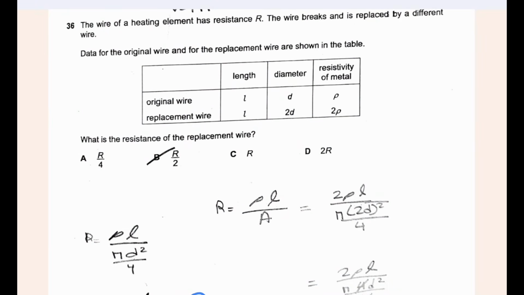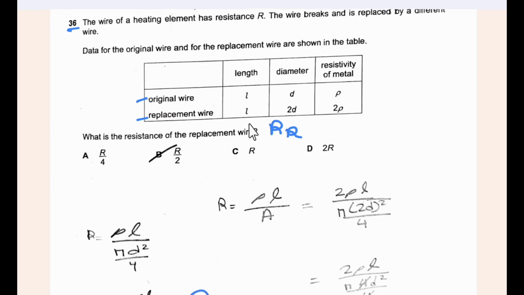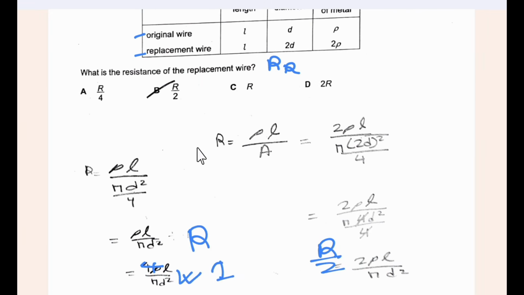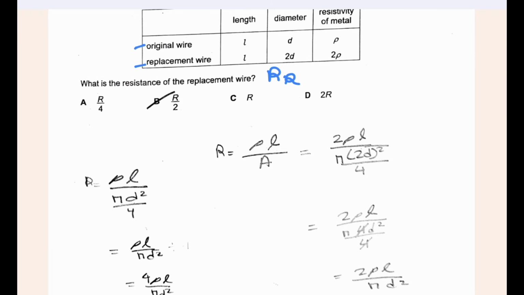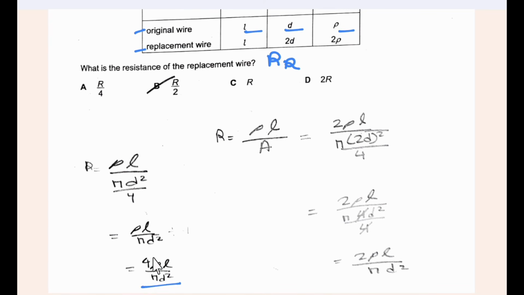Question number 36. Basically we are given the original wire and the replaced wire, and we need to find the resistance of the replaced wire, that is R replaced. So what is the resistance of the original wire? Resistance is equal to resistivity times length by cross-sectional area. After substituting these values, we get the resistance of the first wire as given, that is R.